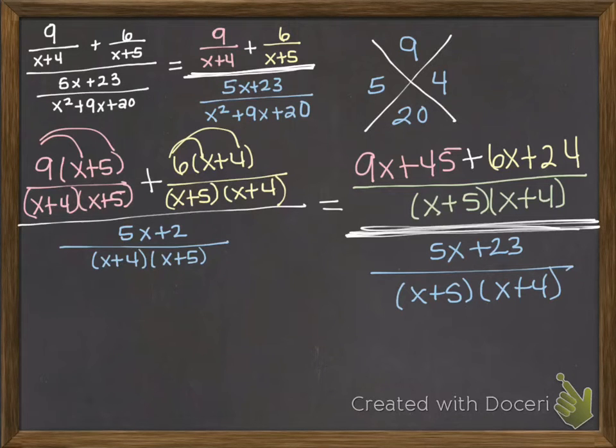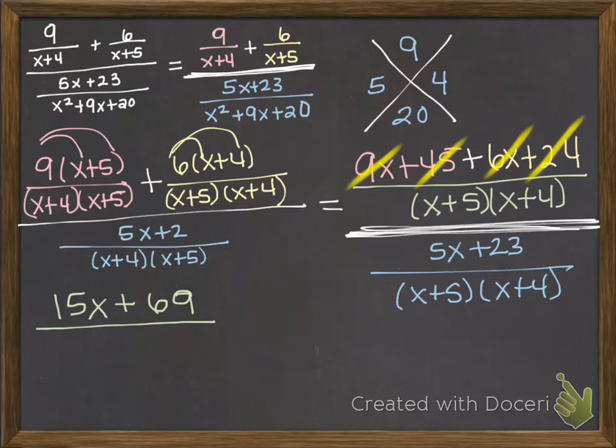Okay, so now I need to combine like terms. I've got a 9x and a 6x, that gives me a 15x. And I've got a 45 and a 24, that will give me a 69. So down here I'm going to rewrite that numerator in green because I have a completely brand new fraction. The pink and yellow have mixed together. So I said that had given me 15x plus 69 all over x plus 5 times x plus 4.